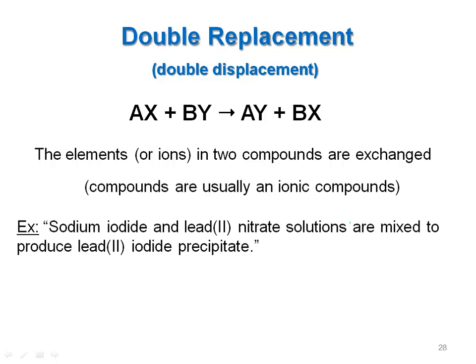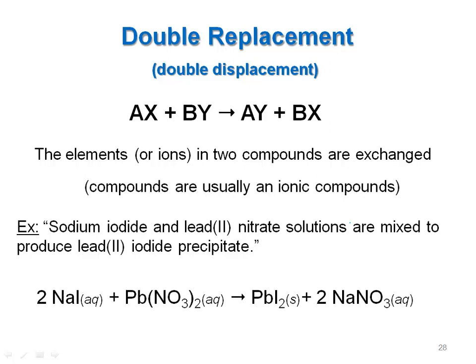We saw this on the first day of class. Sodium iodide and lead-2 nitrate solutions are mixed to produce lead-2 iodide precipitate. Now, what color was the precipitate on the first day? Yellow. Lead-2 iodide is yellow. This is the equation for it. The solid, lead-2 iodide, was yellow. Here's our aqueous solutions, and here's our aqueous sodium nitrate, which was clear and colorless as well. So this here looks like water, looks like water, looks like water, yellow.